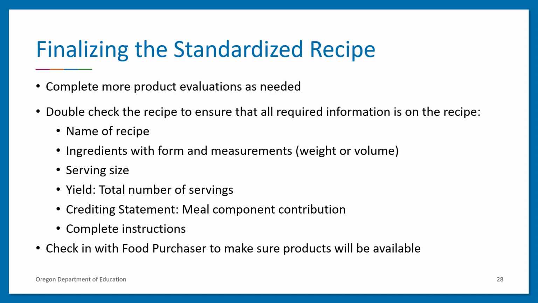The name of the recipe, the ingredients with form and measurements, these are the weights or volumes, the serving size, the yield, the crediting statement, and complete instructions. If you have a separate food purchaser, it's always a good idea to check in with them to make sure that products will be available when you plan to cook up the recipe.